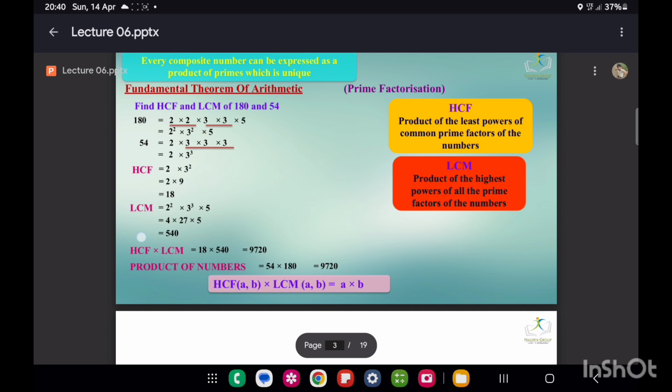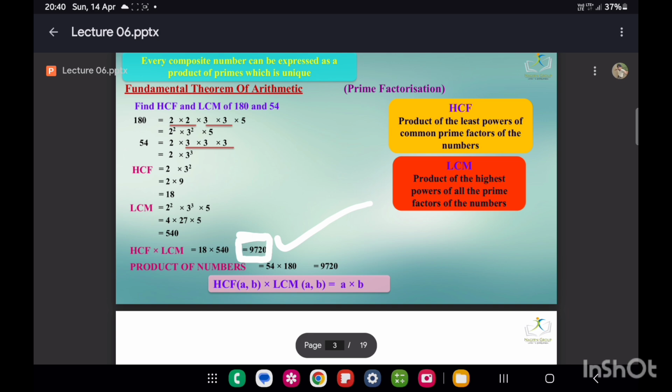Coming to the final conclusion, we have to know HCF into LCM. The HCF we already know is 18 and the LCM we know is 540. So we have to multiply those two. So you will get 9720. This is the answer we get through HCF into LCM. If you multiply, we will get that answer.